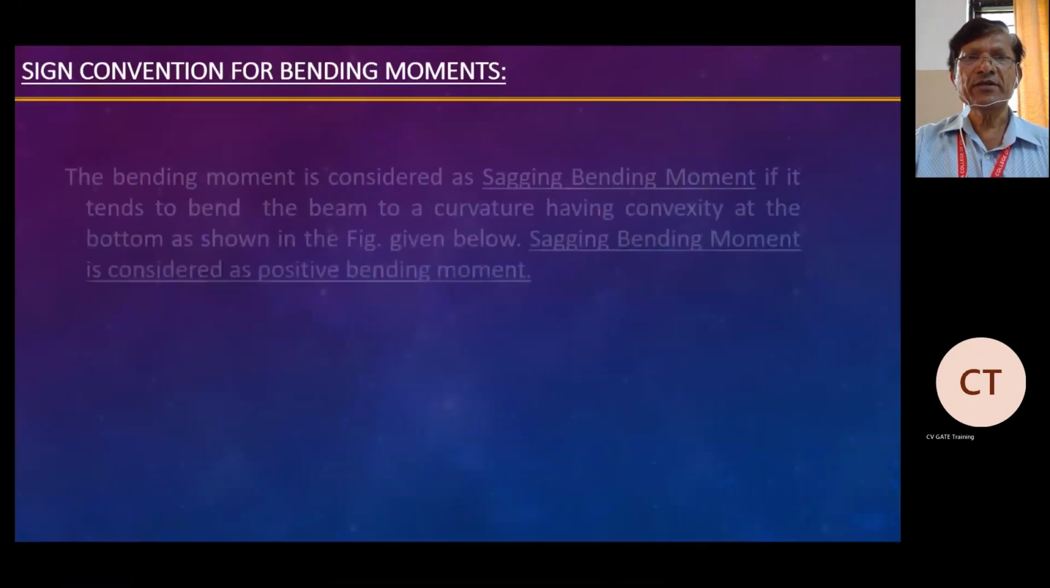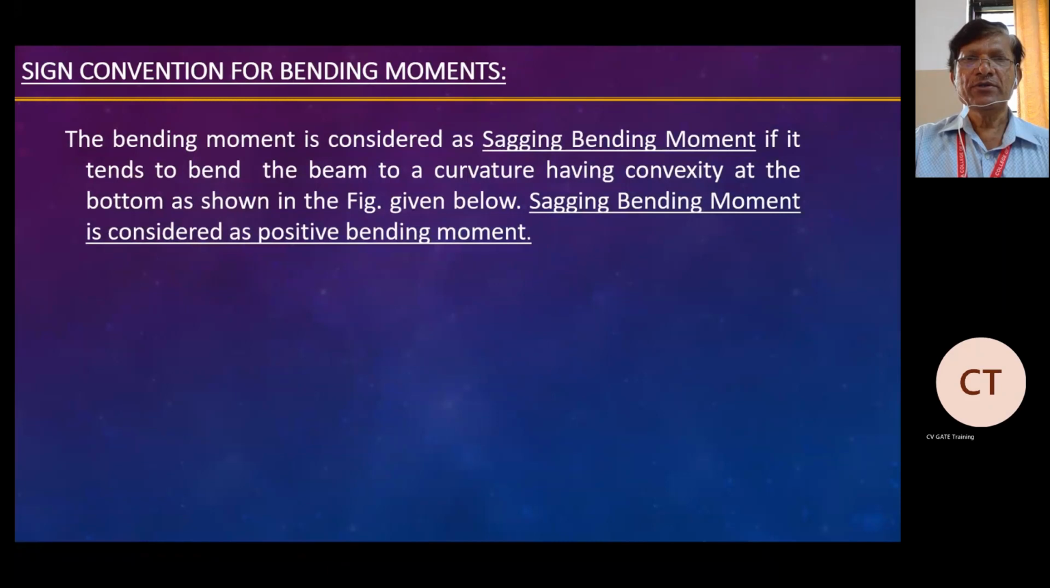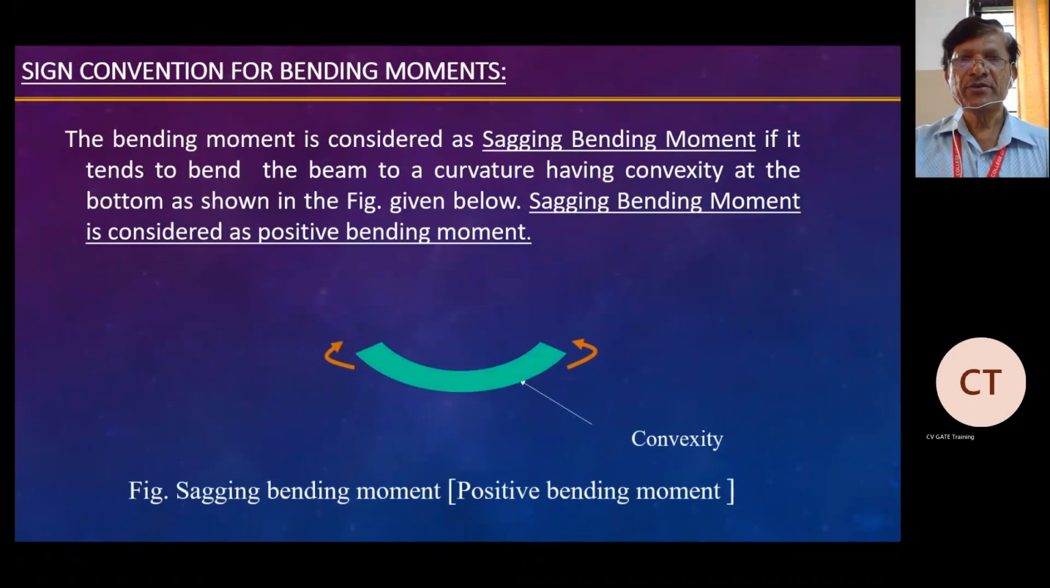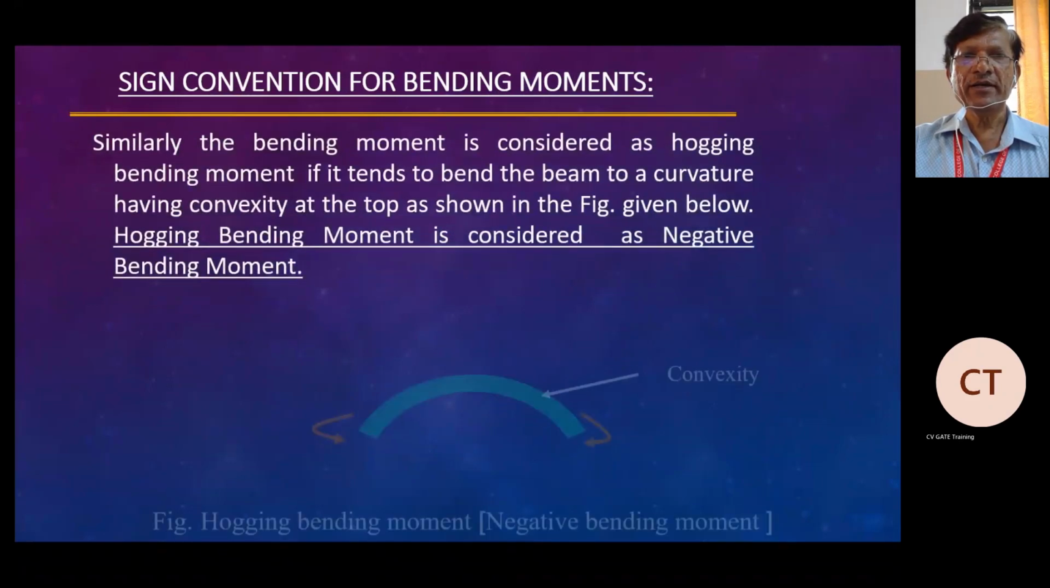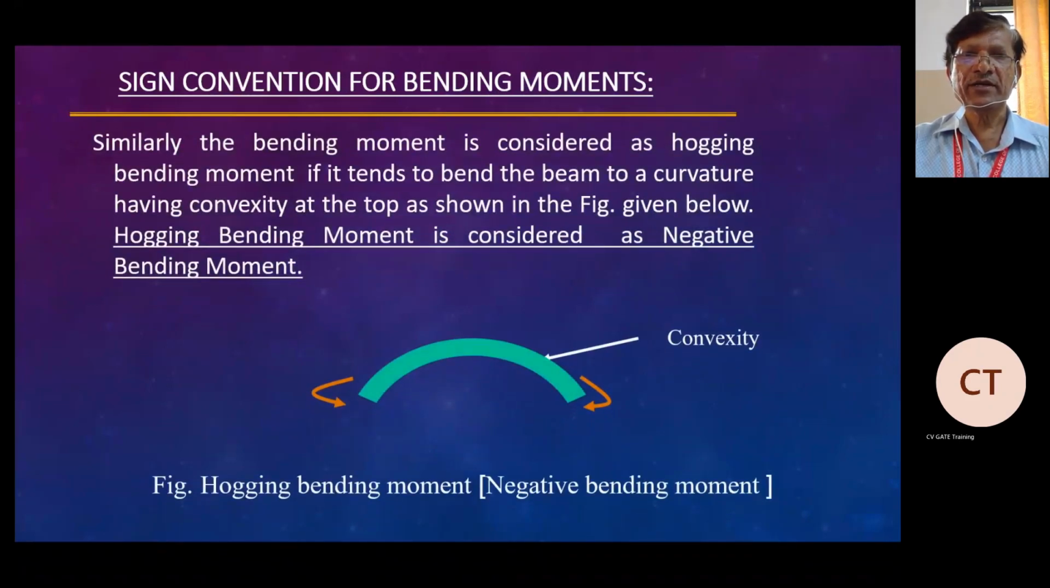Regarding sign convention, as you may already know, the sagging bending moment is considered positive. That is the convexity at the bottom, so that is considered positive. Similarly, the negative bending moment is a hogging moment. It will be similar to this one, but the convexity will come at the top.